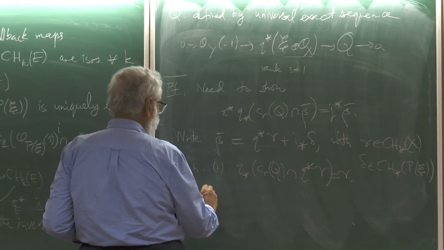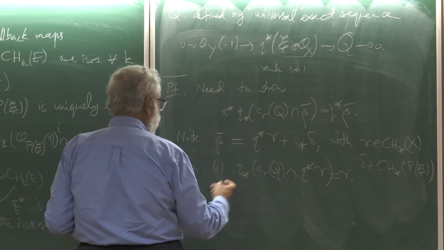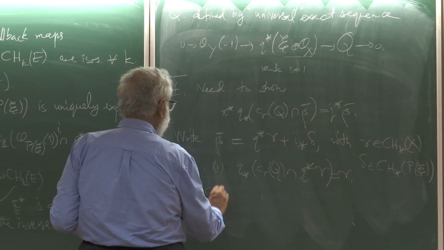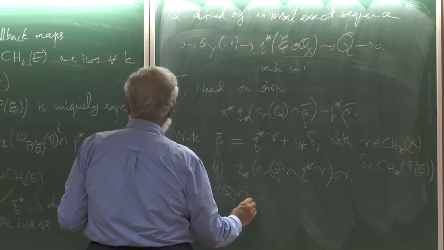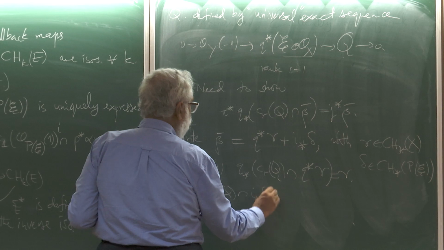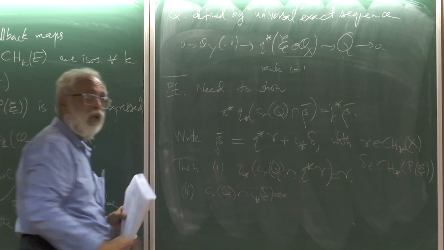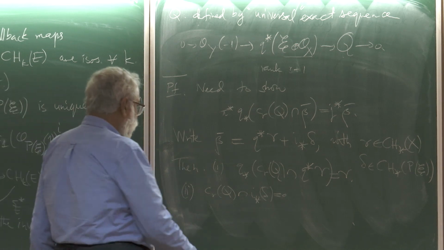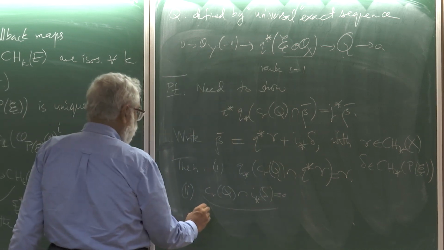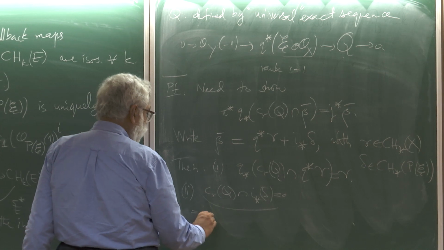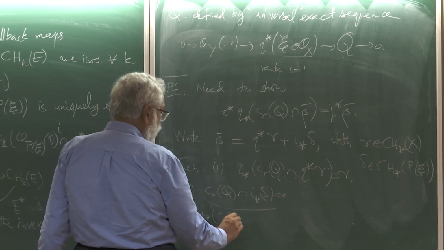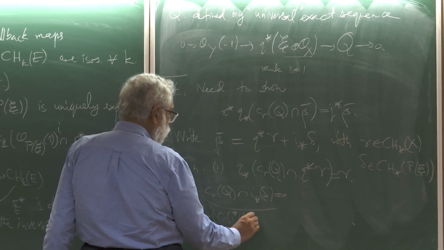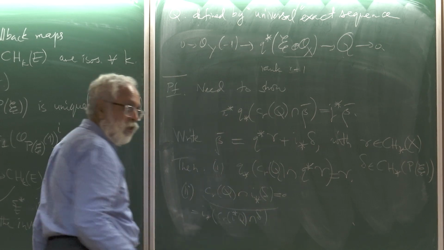I'll justify it in a second. In fact, even before I take Q lower star, I claim CRQ intersection I lower star delta is already 0. So I don't even have to take its Q lower star. This I can easily justify. This is clearly equal to I lower star of CR of I upper star Q intersection delta by projection formula.